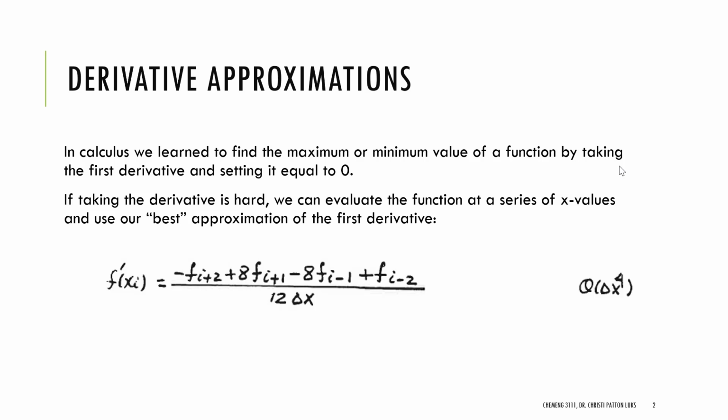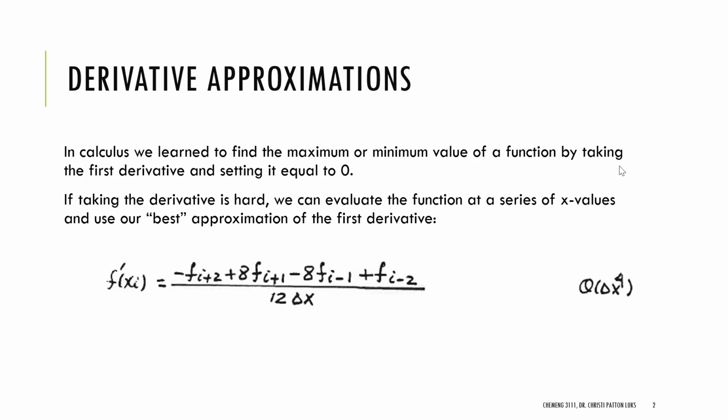We want to pair that with what we know from calculus, that we can find the maximum or minimum value of a function by taking the first derivative and setting it equal to 0. But sometimes taking the derivative is just hard, or you're not certain you would do it reliably, or maybe you couldn't solve for where it's equal to 0 anyway. It provides an equation that's not analytic. So we can do that using our approximate derivative functions.